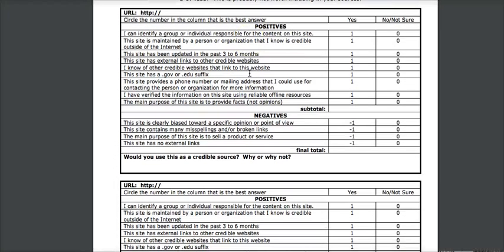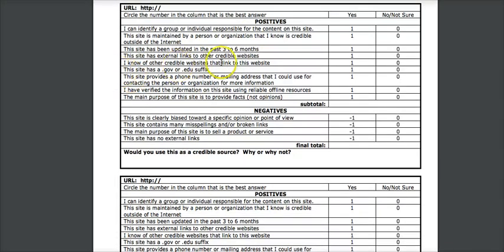Let's see. I know of other credible websites that link to this website. Well, yes, there are other credible websites that would use this as a source because, again, we know History Channel to be relatively credible. The site has a .gov or .edu suffix. Okay, so here's where I don't get a point. So I have 1, I have 2, I have 3, I have 4, I have 5. Okay, so we're already at 5.